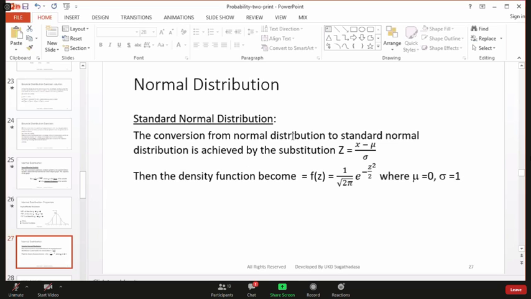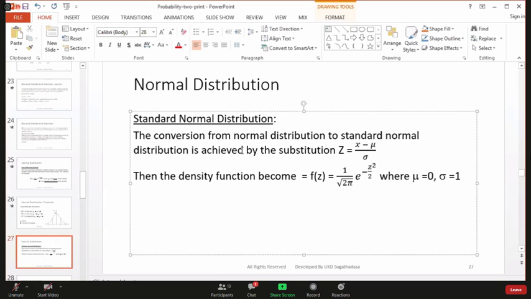For different situations, we cannot have a common table. So what we can do is convert the normal distribution to standard normal. This is the purpose here: to apply to any situation. Remember, to apply to any situation.